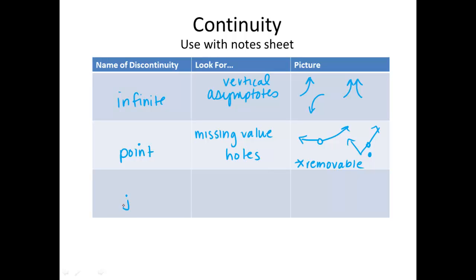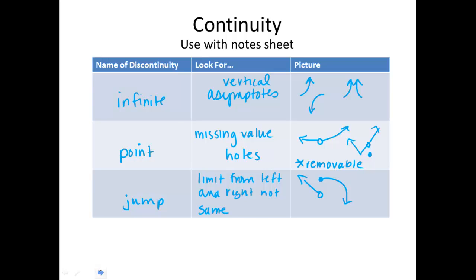The third type is called a jump. A jump discontinuity is when we have the limit from the left and the right not the same. What I mean by that is, I have it coming in and it's an open circle here, but then it's a closed circle on that side. So this is a jump where there's two different levels as we approach, and they never meet from the left and the right.